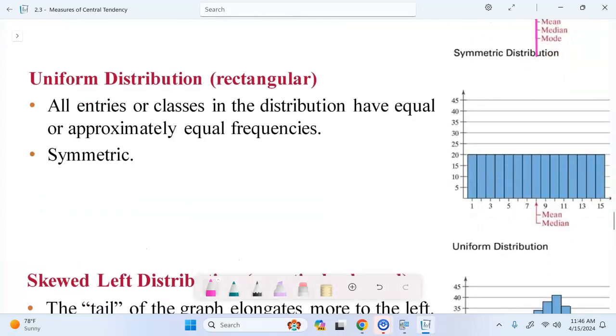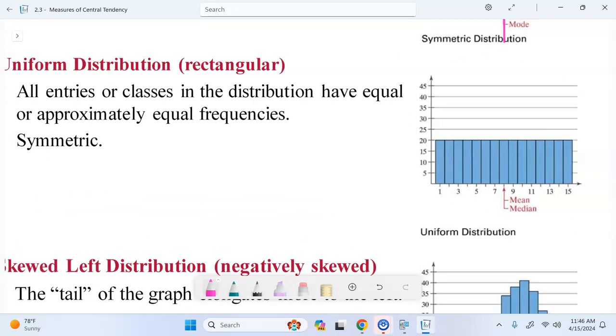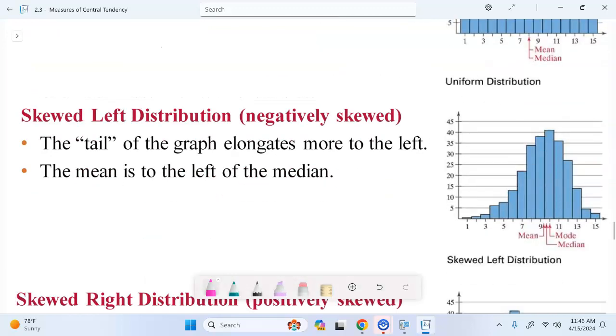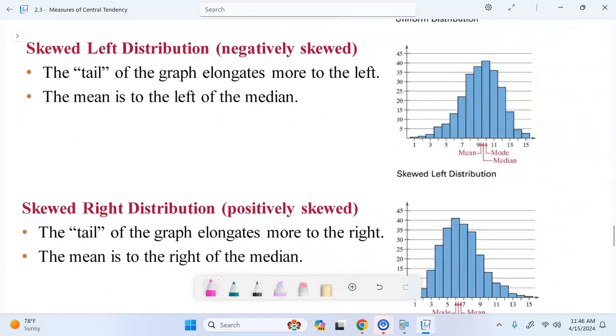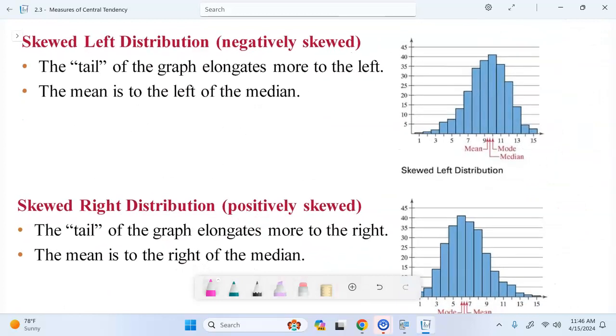If we have a uniform distribution, it means everything's the same. Meaning we're not going to have a mode, or at least one that's meaningful in any way. And then our mean and median should be in the middle again. Our uniform distributions are also symmetric. So it's an example of another type of symmetric distribution. And then we have skewed left and skewed right.